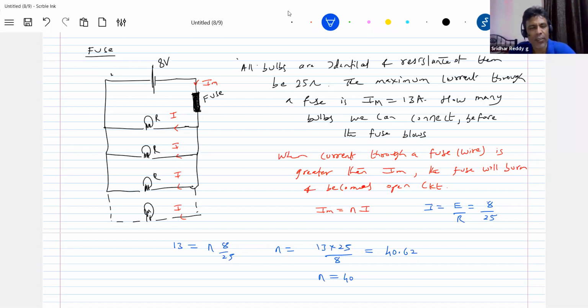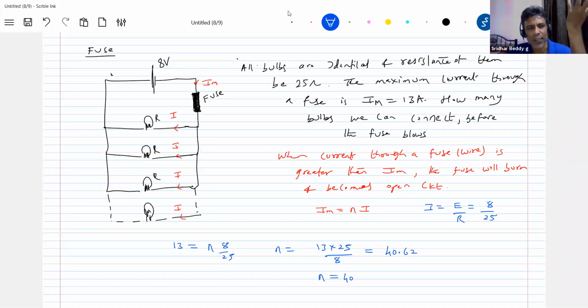Sir, what if I connect 20 bulbs? No problem. The current through the fuse will be less than IM, so the fuse will not burn out. I think this is a very good way of dealing with this one.